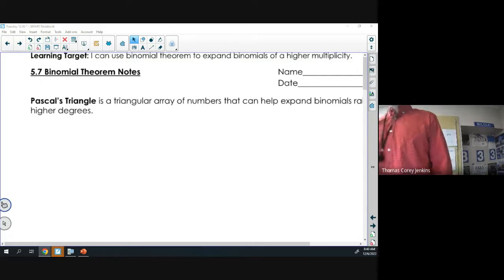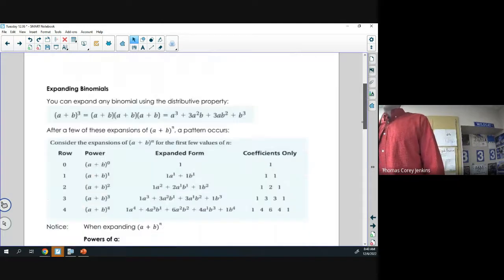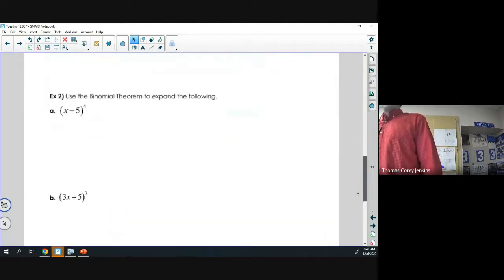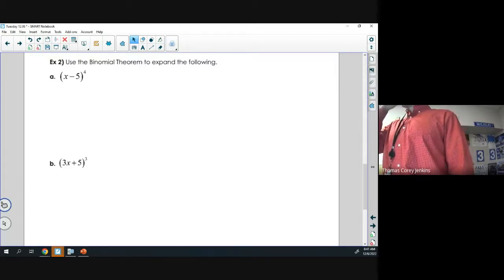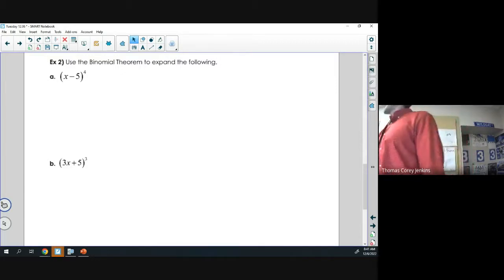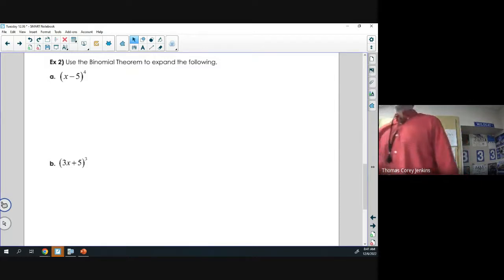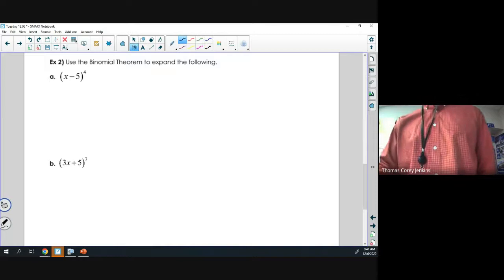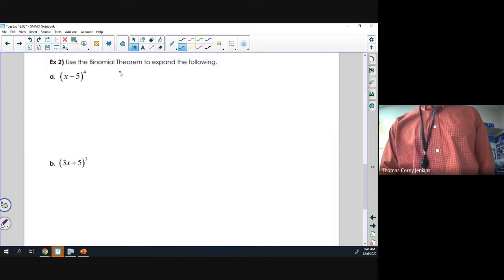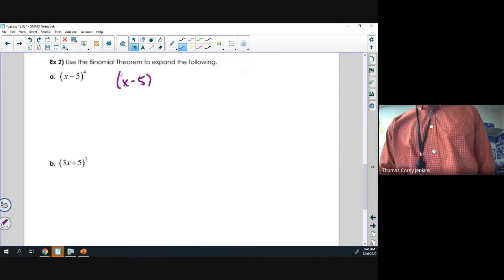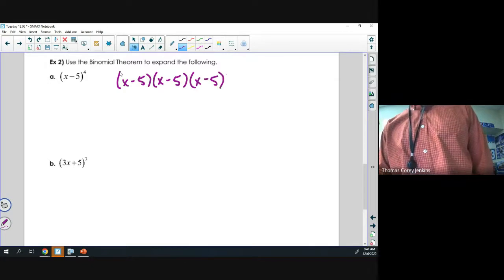So let's go ahead and skip real quick and we'll come back to it. Let's look at the next page. These are the types of examples we're going to be looking at right here. So, trying to take x minus 5 to the fourth power, 3x plus 5 to the third power. So we're going to learn a way to avoid, and I wouldn't write this, having to take x minus 5 times x minus 5 times x minus 5 times x minus 5.